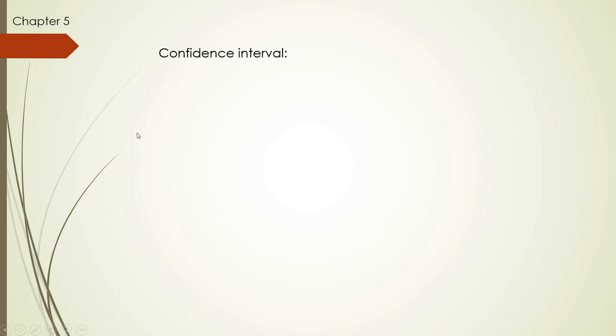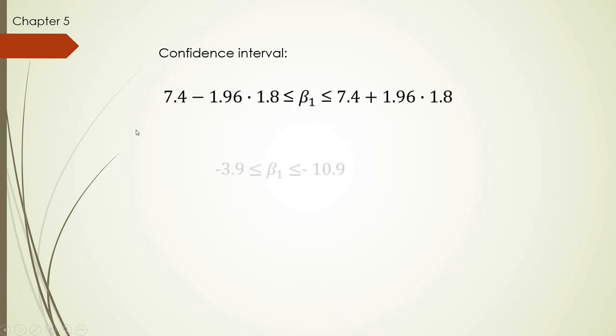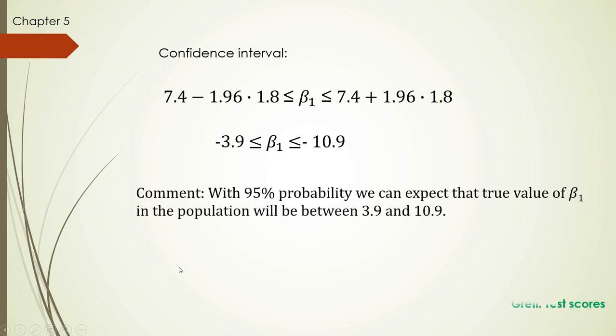When it comes to the confidence interval, it goes according to the same formula. This is beta 1 hat, this is the critical value, this is the standard error, and we can expect that the average difference between these two groups in the population goes from minus 3.9 points to minus 10.9 test points. So with 95% probability, we can expect the true value of beta 1 in the population will be between 3.9 and 10.9.